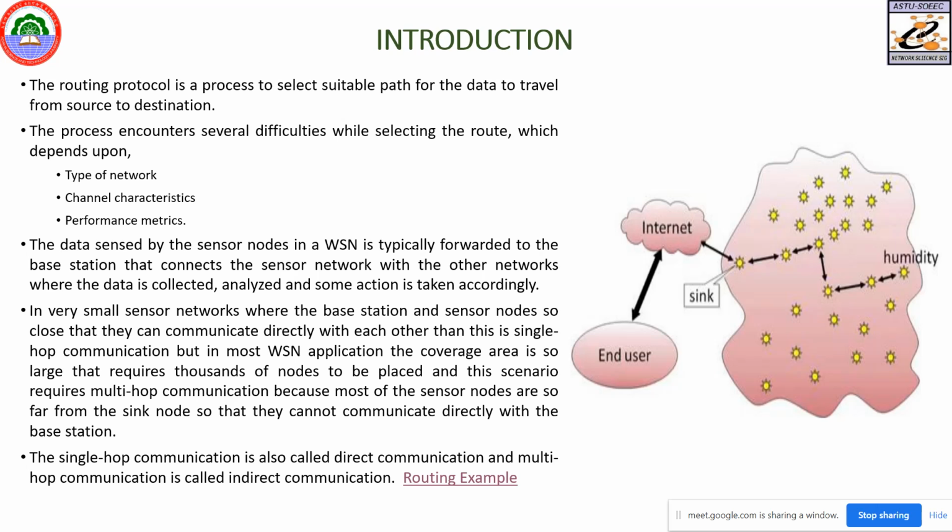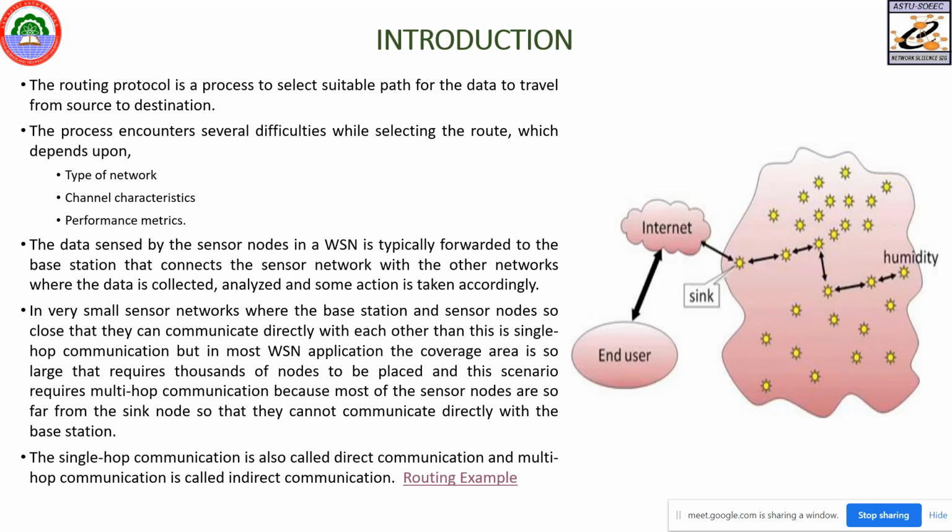This is one possibility, but there are some other possibilities also. It may transfer the information from this sensor node to this sensor node, and this to this, like this. Some other path may be used to transfer the data to the destination. There is another possibility also. Like this, there are different possibilities, and the sensed information is going to be transmitted to the destination by using these various kinds of paths.